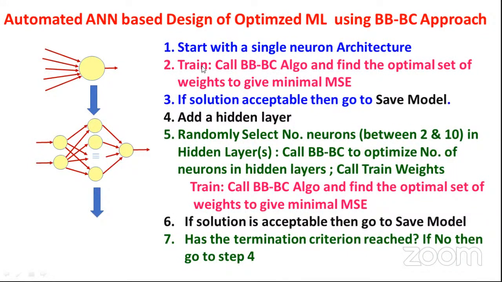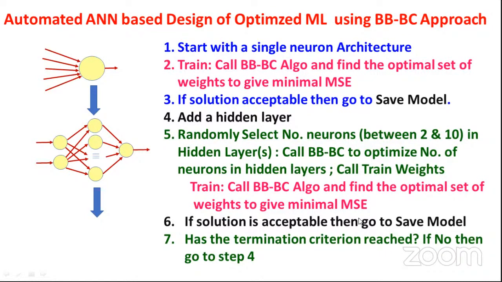Otherwise, again add one more hidden layer in the neural network. After adding the hidden layer, again tune the neurons and the new neurons in each layer by using the Big Bang Big Crunch algorithm. After tuning, after the particular iterations, if the solution is acceptable, then it's fine. Otherwise, add one more hidden layer there. So this architecture evolving process will continue until you reach the desired solution. Okay, so this is the proposal.